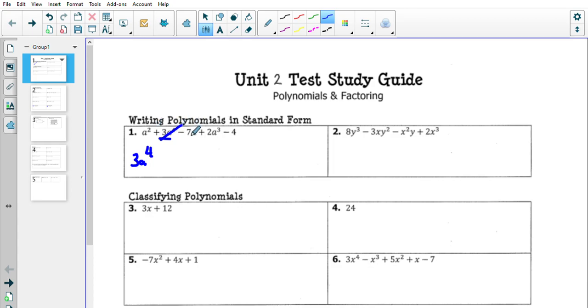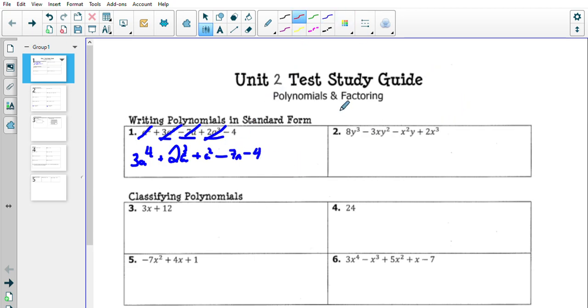Then we look at the next highest exponent, which is the positive 2a to the third. Okay, 2a to the third. And then we have a positive a squared. There's nothing in front of this a squared, so it has to be positive. There's no negative sign. So we have a positive a squared. And then we only have one other term that has an a in it, which is the whole minus 7a. Okay, that negative has to come around with it. And then we have a minus 4 attached onto it.